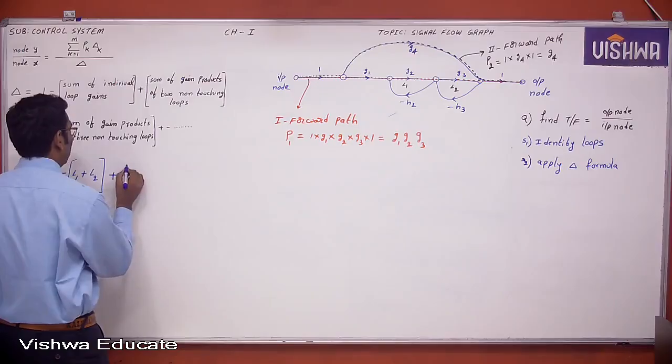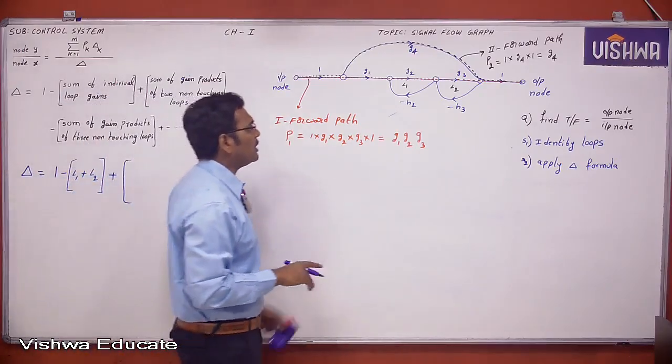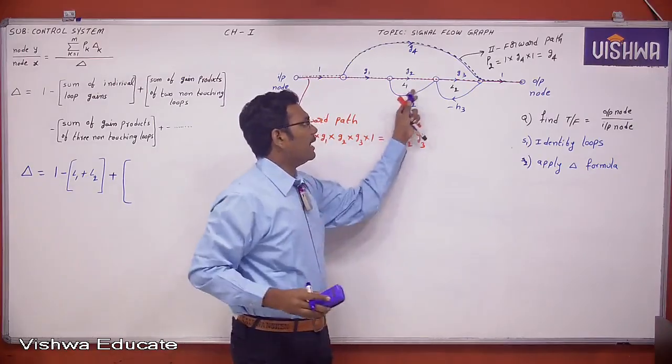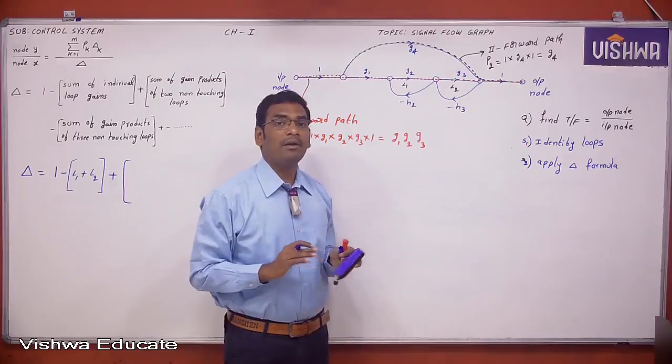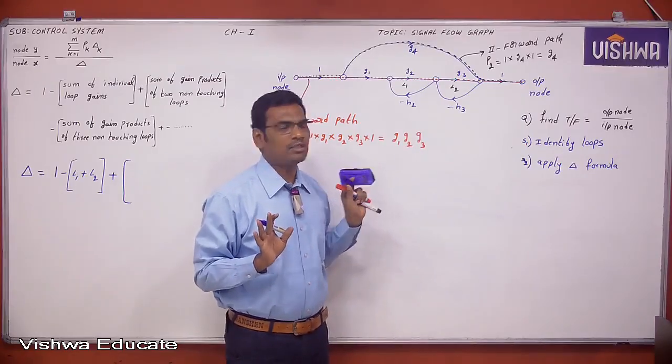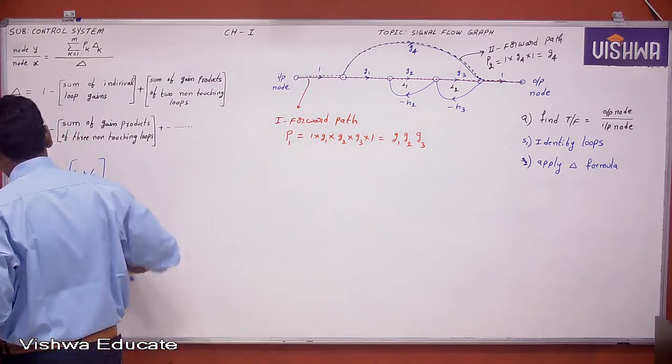plus the sum of gain products of two non-touching loops. If you see here, L1, L2, two loops are available, but these two are touching. I want non-touching loops. Is there any non-touching loops? There are no non-touching loops. So you close your formula here.